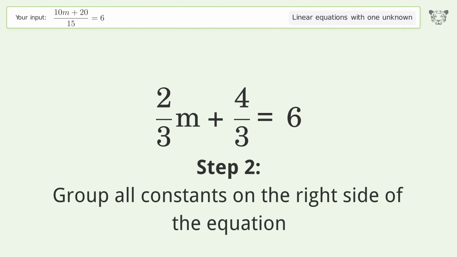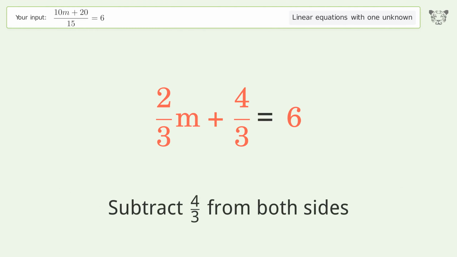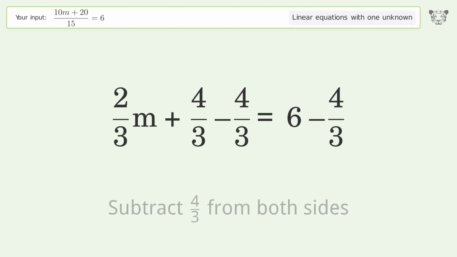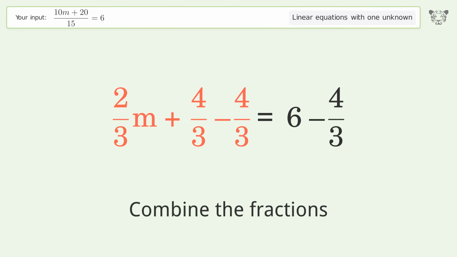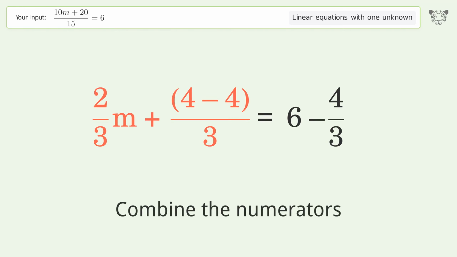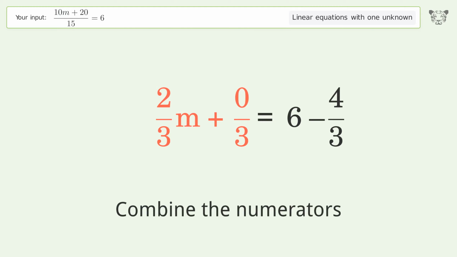Group all constants on the right side of the equation. Subtract 4/3 from both sides. Combine the fractions. Combine the numerators. Reduce the zero numerator.